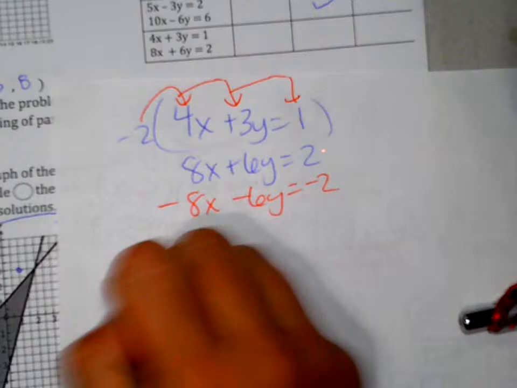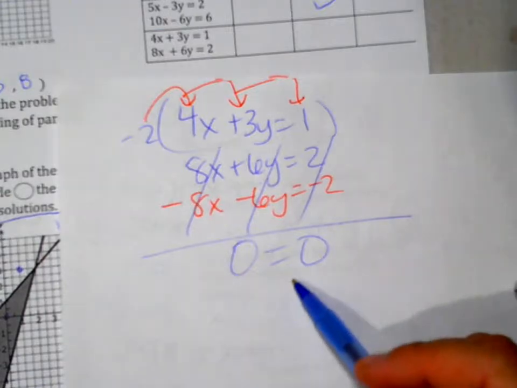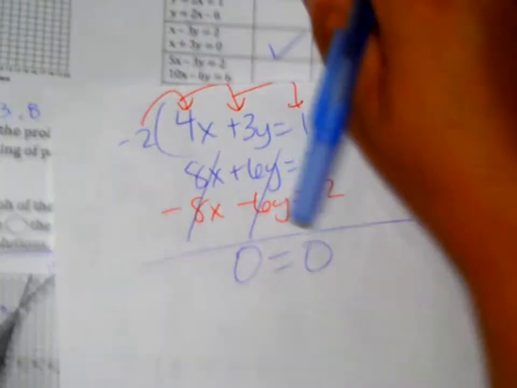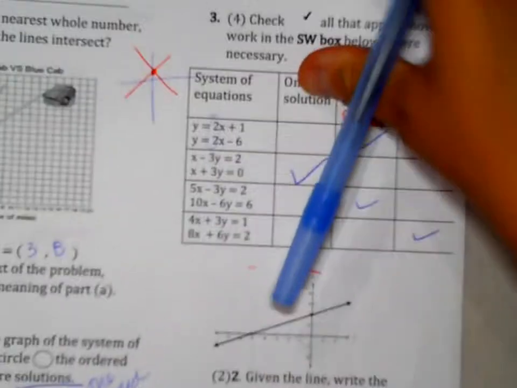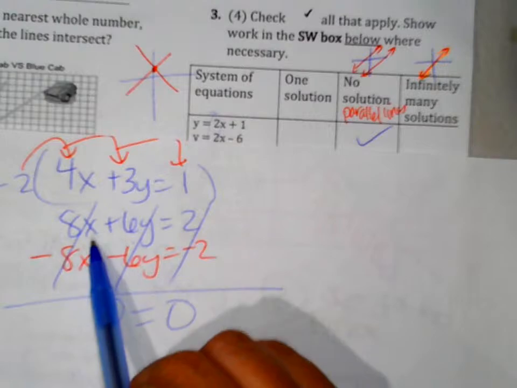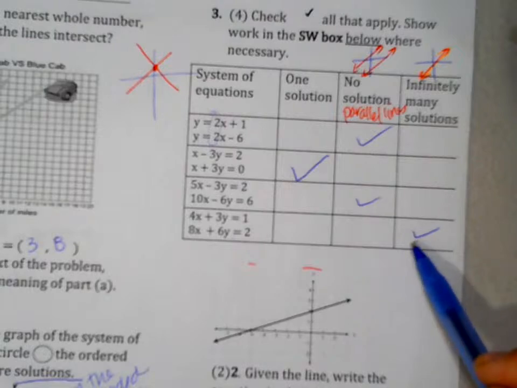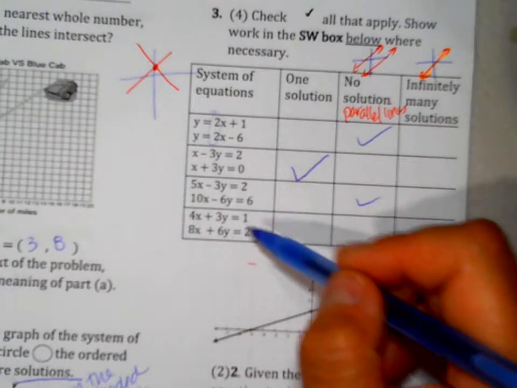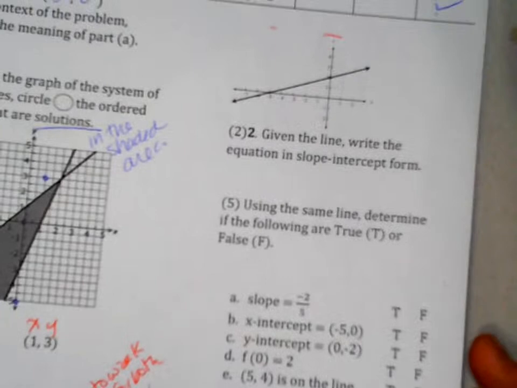Okay? And when I have that, everything drops out to 0 equals 0. Well, 0 does equal 0. So a problem like this is going to give me infinitely many solutions. Okay, it's the same line twice. Do you guys see how this line is just multiplied by 2? So this is infinitely many solutions because whatever number I put in for x and y, it's always going to get me the same thing at the end. So infinitely many.